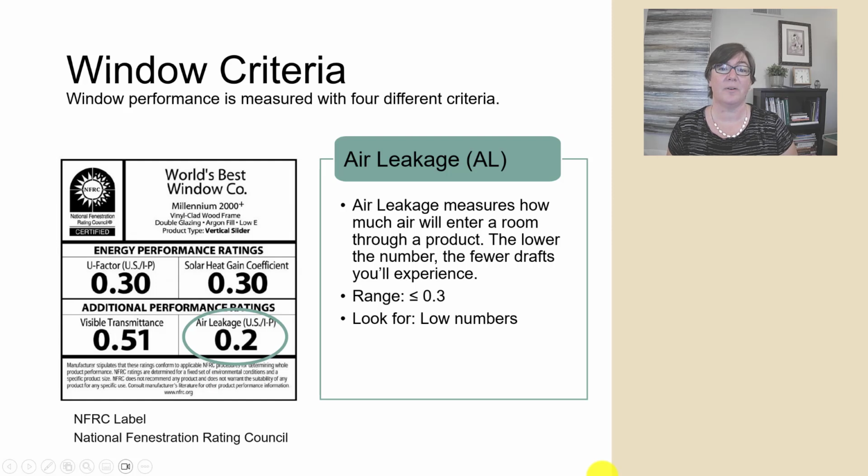Our final window criteria is air leakage. Remember that one of those components of heat gain or loss through a building envelope was drafts and air movement. So we want a nice tight window with fewer drafts. It's required that this be less than 0.3, and you want to look for the lower numbers, the better.